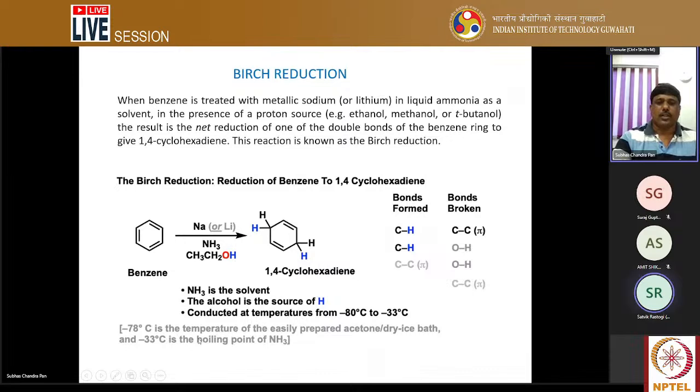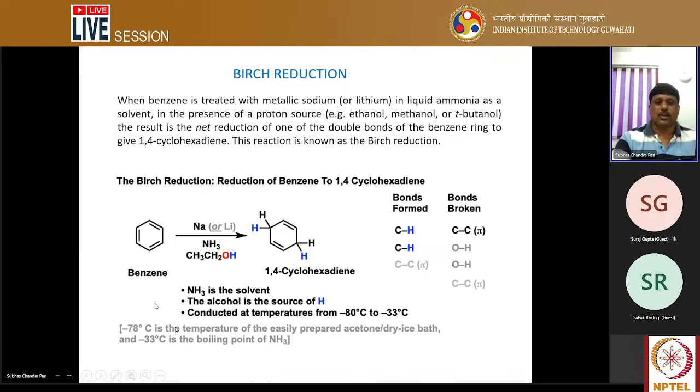This is because the boiling point of ammonia is minus 33 centigrade. So your ammonia should be in the liquid state. That's why the reaction temperature is lower, close to minus 78.